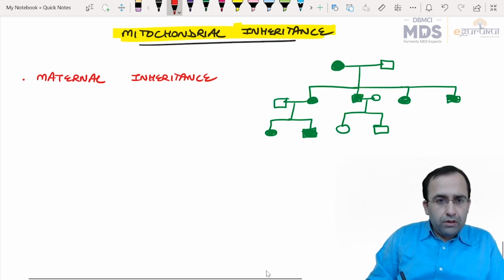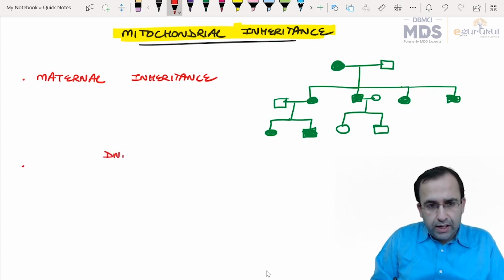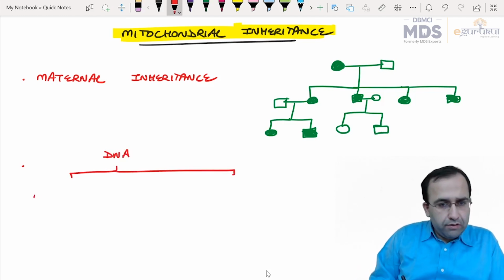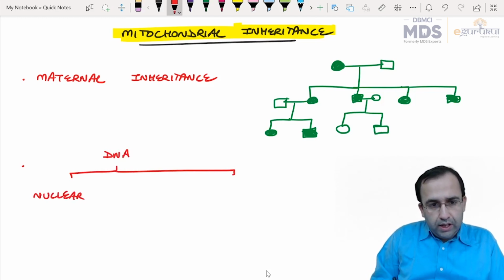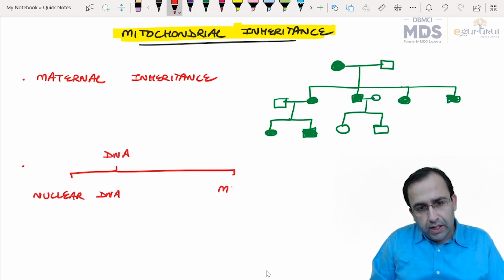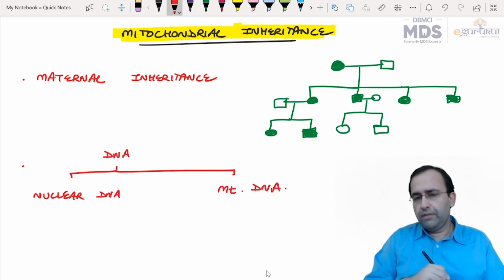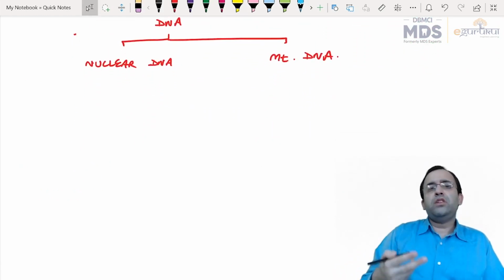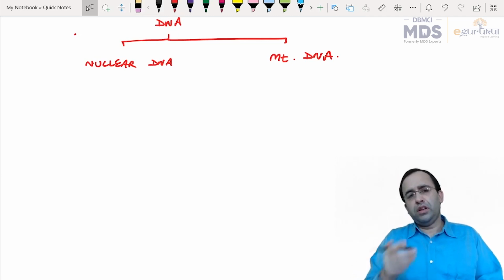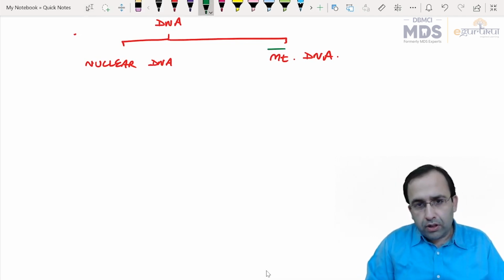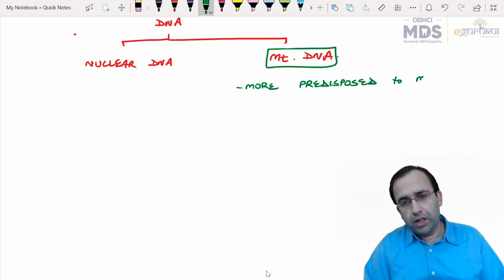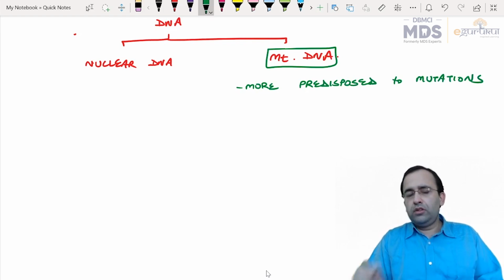Next point. Now I can safely say that DNA is of two types: nuclear DNA and mitochondrial DNA. Which is more predisposed to mutations? In which do more mutations occur, nuclear or mitochondrial? Mitochondrial DNA. Mitochondrial DNA is more predisposed to mutations. Why? There are two reasons for the same.